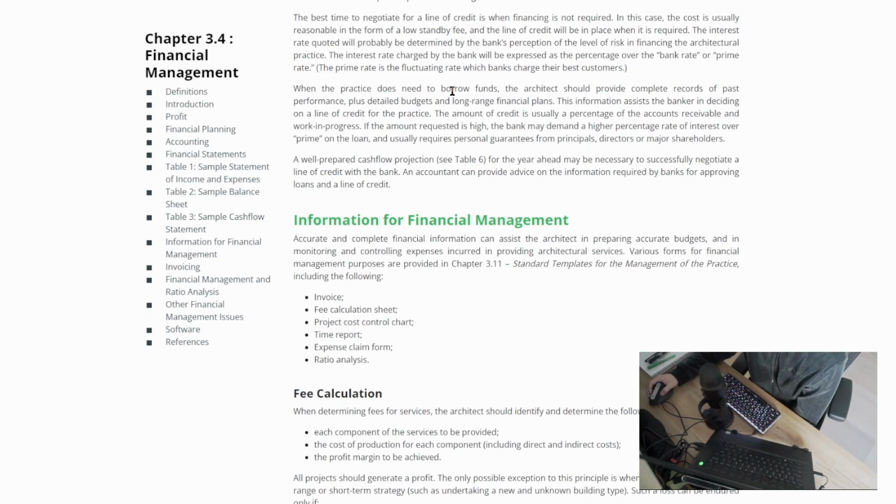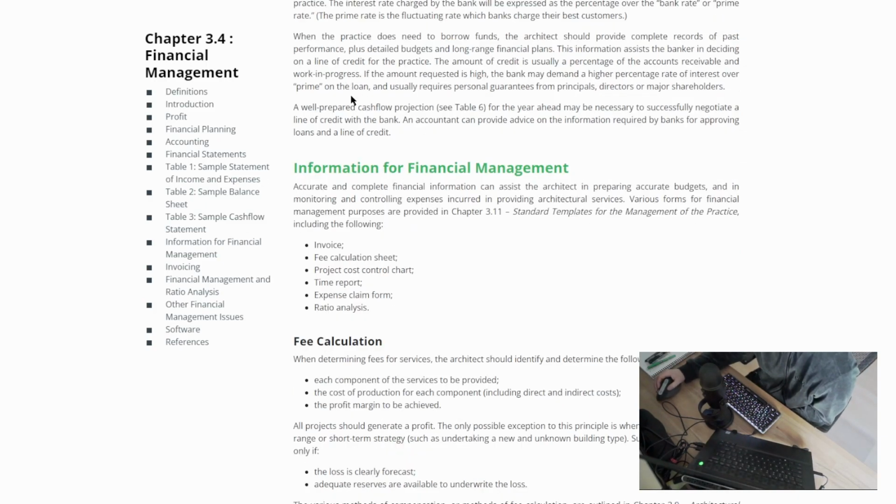When the practice doesn't need to borrow funds, the architect should provide complete records of past performance, plus detailed budgets and long-range financial plans. This information assists the banker in deciding on the line of credit for the practice. The amount of credit is usually a percentage of the accounts receivable and work in progress. If the amount requested is high, the bank may demand a higher percentage rate of interest over prime on the loan, and usually requires personal guarantees from principals, directors, or major shareholders.